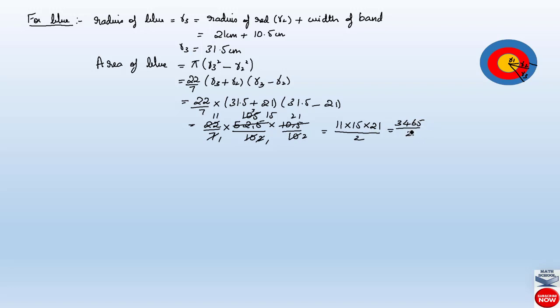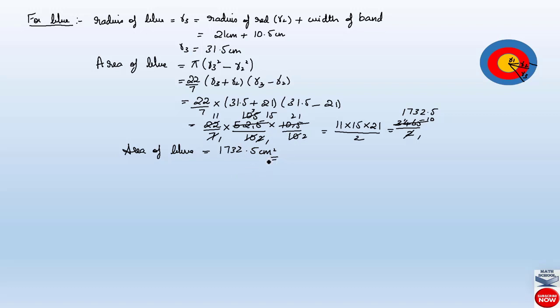So when you divide this, 2 1 times, 2 1 times, carry 1, 2 7s are 14, 2 3s are 6, 2 2s are 4, so 1 will be a remainder. So adding a point and 0, we can write 2 5s are 10. So therefore, the area of blue is equal to 1732.5 centimeter square. Okay, so this is the value.